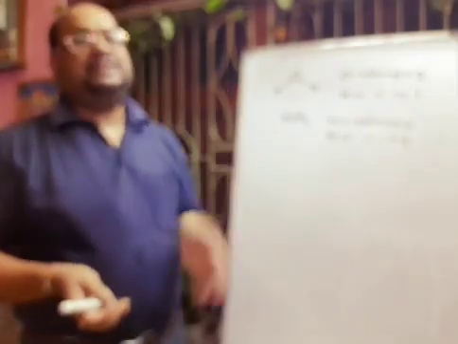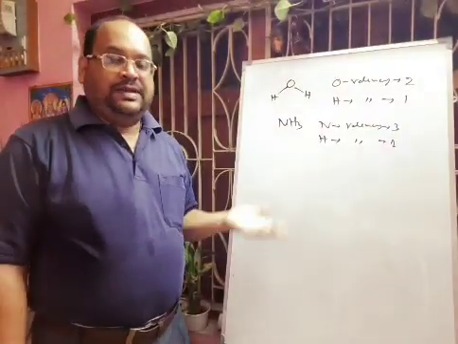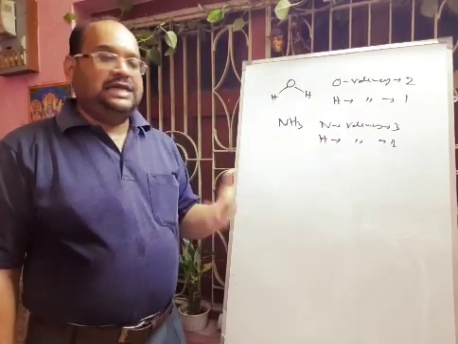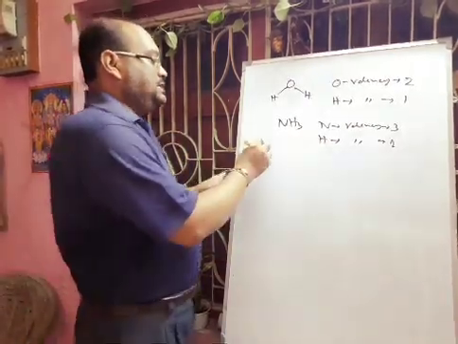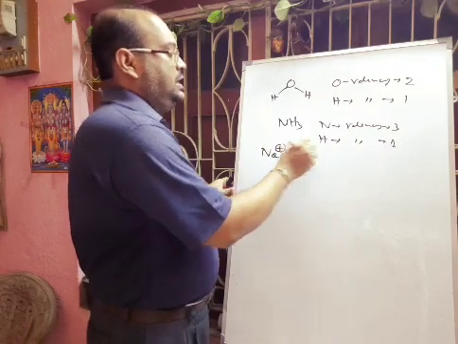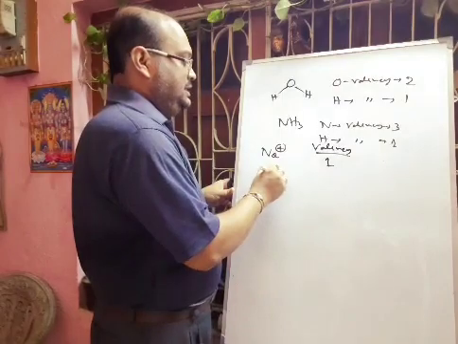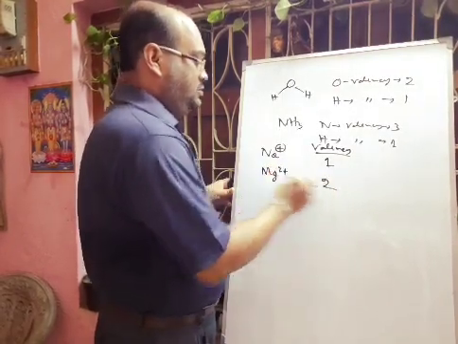And next we will discuss the radical valency. Generally in case of radicals, the charge is their valency. Like Na plus, sodium plus, its valency will be 1. Magnesium 2 plus, its valency will be 2.